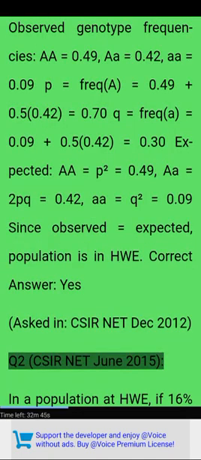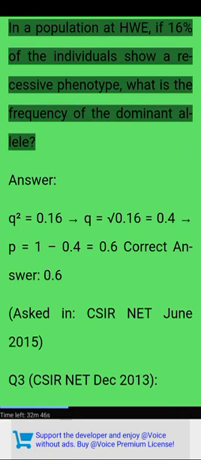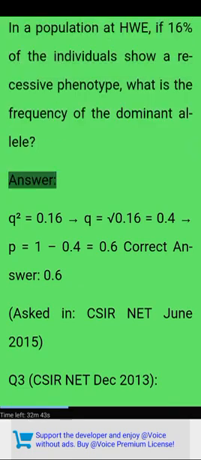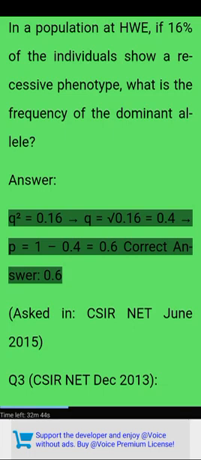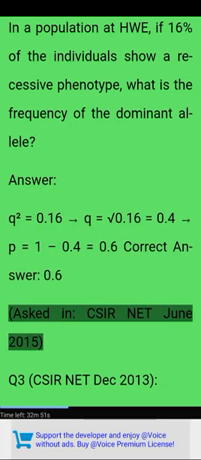Q2, CSIR NET June 2015. In a population at HWE, if 16% of the individuals show a recessive phenotype, what is the frequency of the dominant allele? Answer. q squared equals 0.16, so q equals the square root of 0.16 equals 0.4, so p equals 1 minus 0.4 equals 0.6. Correct answer, 0.6. Asked in CSIR NET June 2015.